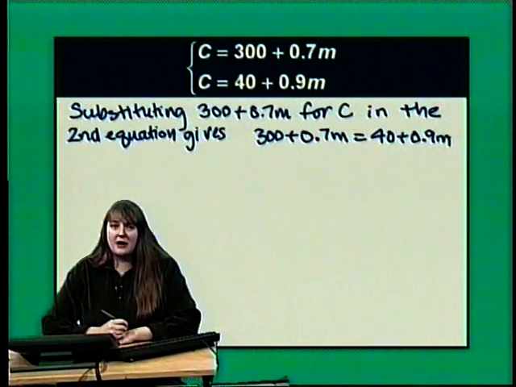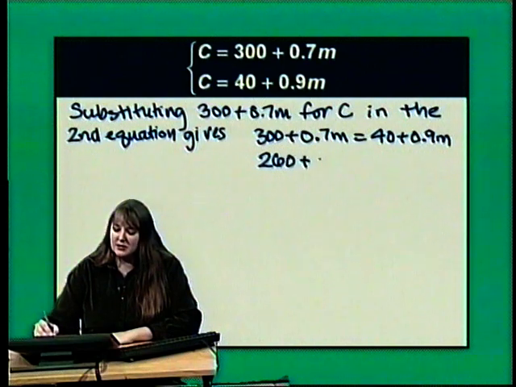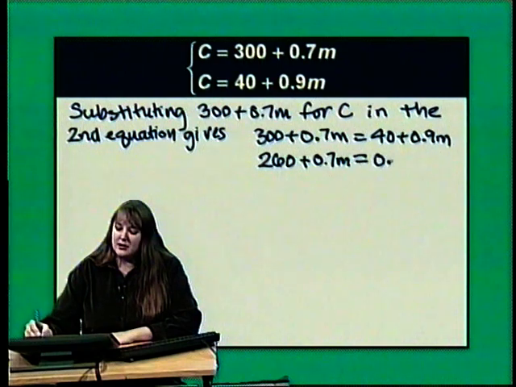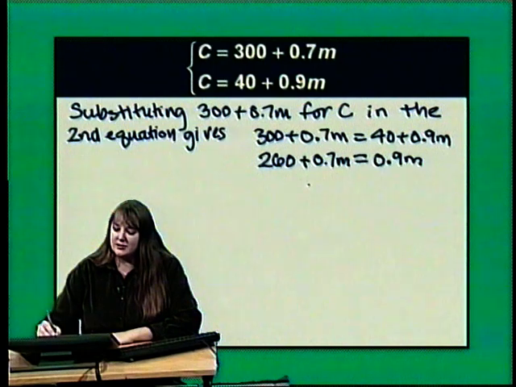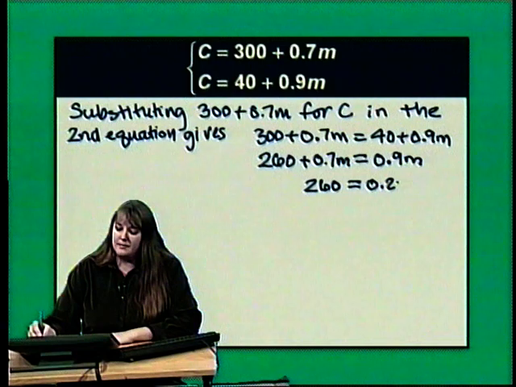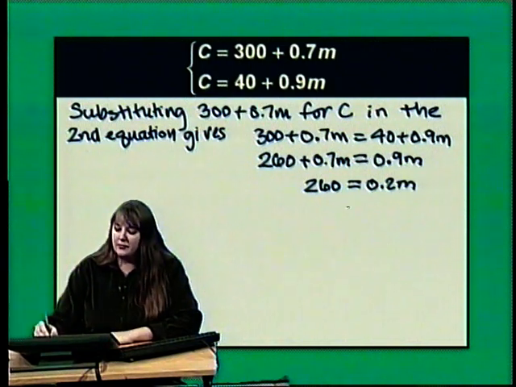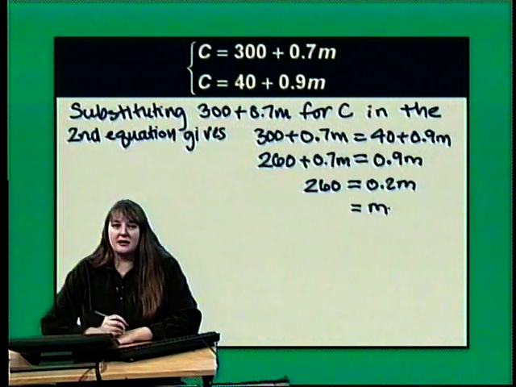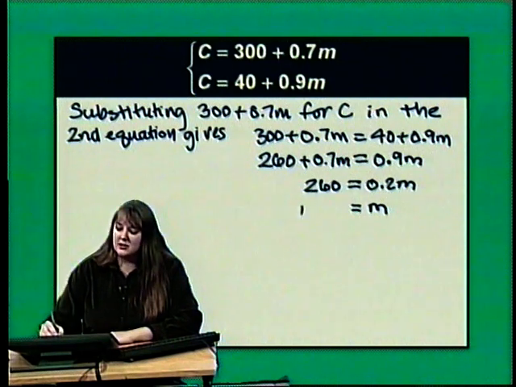I'm going to start by subtracting 40 from both sides of the equation. So I have 260 plus 0.7m equals 0.9m. Now I'm going to subtract 0.7m from both sides of the equation. That leaves me with 260 equals 0.2m. Now let's divide both sides of the equation by 0.2, which will leave me with m isolated on the right. Dividing 260 by 0.2 is the same as dividing 2600 by 2. That's 1300.